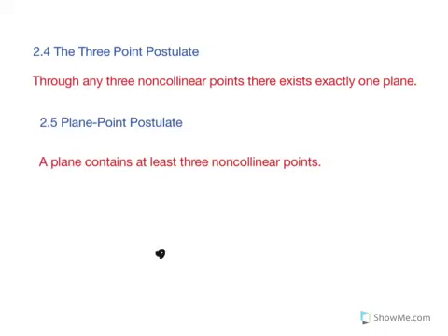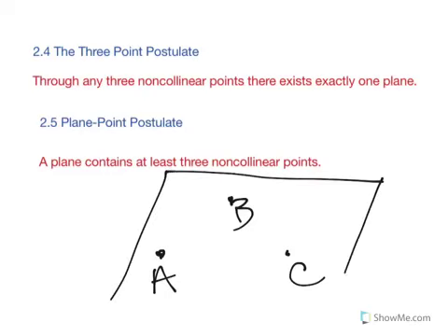Okay, so here's an example. We have 3 random points. We're going to call those A, B, and C, and that means that I can make a plane that contains those 3 points.